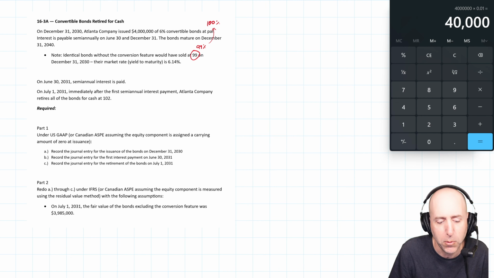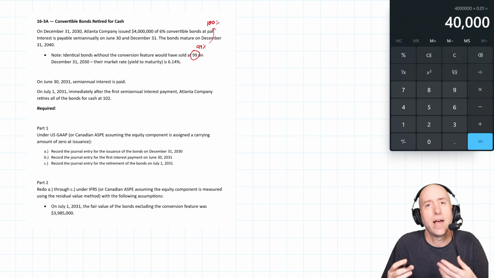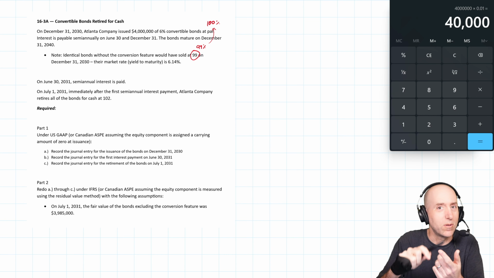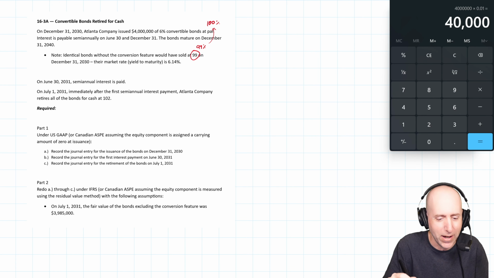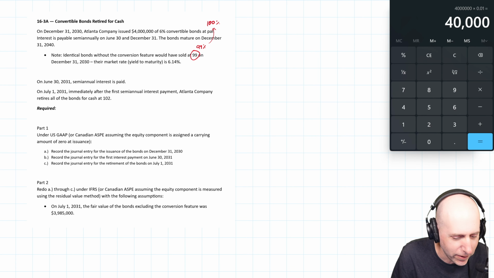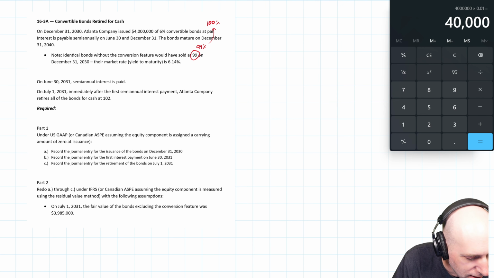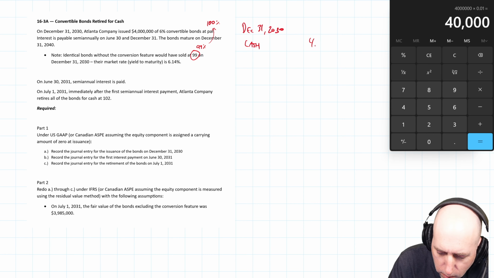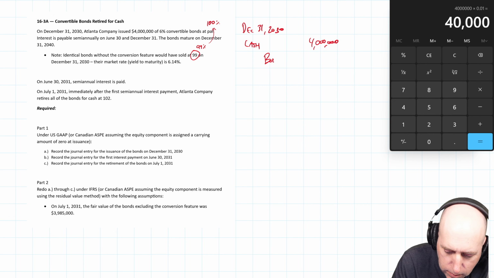We're going to do the US GAAP way first. It's simpler. Now, my lovely Canadian students, you need to learn the US GAAP and IFRS ways of doing this because both are allowed in Canadian accounting standards. But let's do the US GAAP way. It is pretty straightforward. December 31st, 2030, we're going to debit cash, of course, and we just got the full amount. We don't worry about the equity component here. We just got paid $4 million and we issued bonds payable at $4 million.